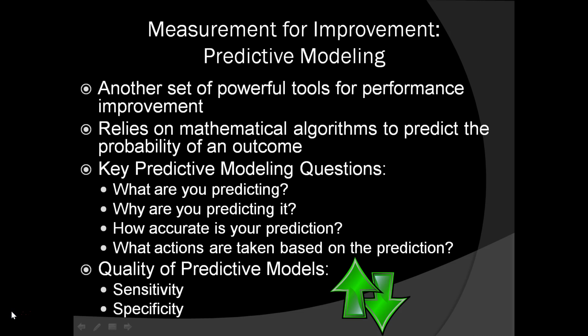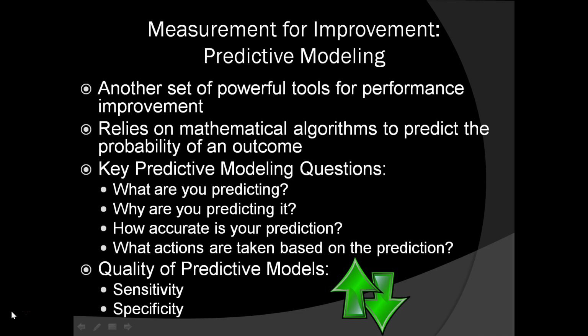Predictive modeling is another set of powerful tools for performance improvement. Predictive modeling relies on mathematical algorithms to predict the probability of an outcome, and this is usually done within population health. It is typically used to predict outcomes such as cost, resource utilization, or mortality by population segments. The ultimate goal of predictive modeling is to deliver tailored interventions and resources to a specific population segment based on their specific need.